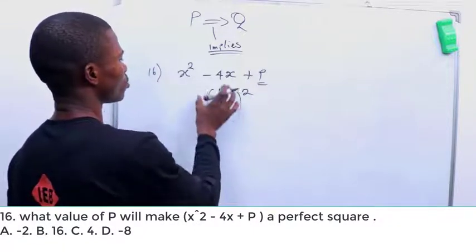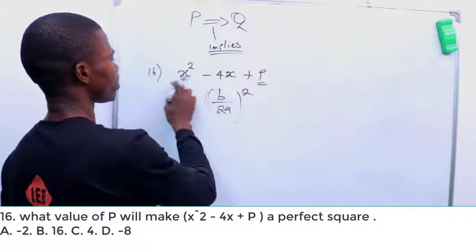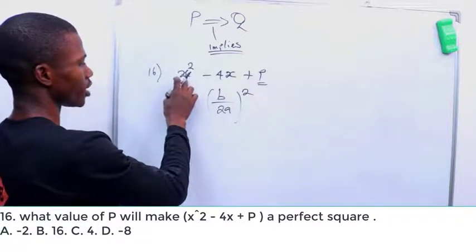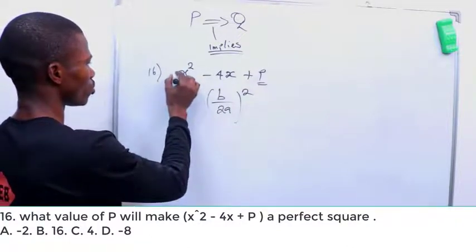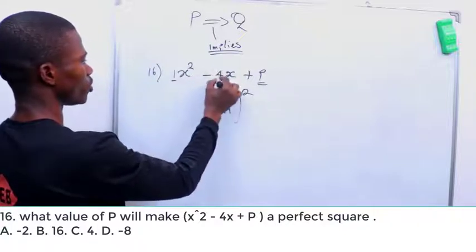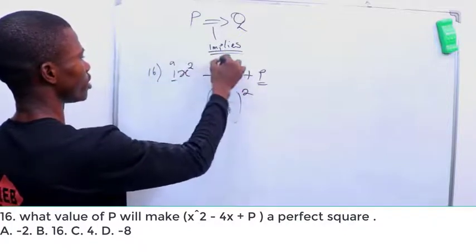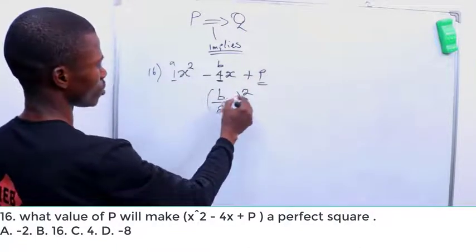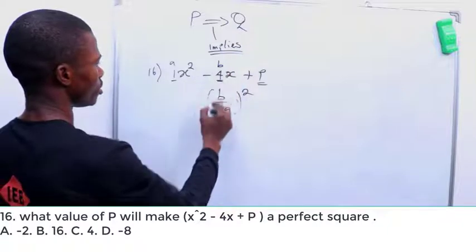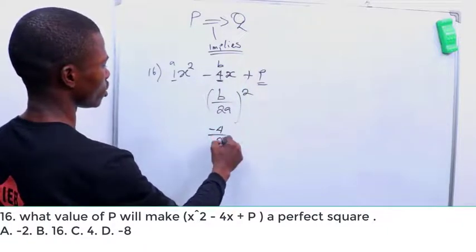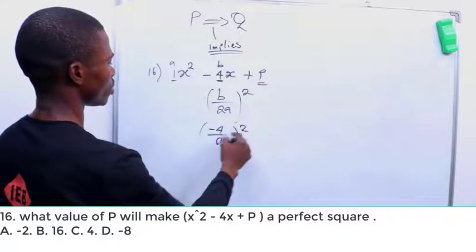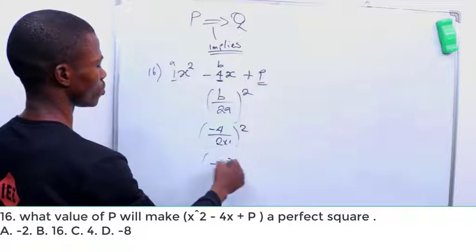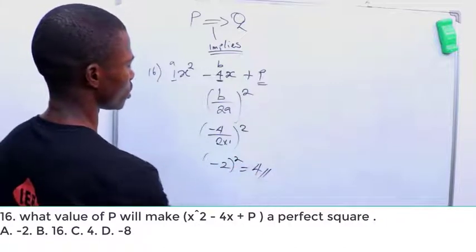Okay, so which one is our b? B is the second one, a is the first one, and it is the coefficient of x. So the coefficient of x here is 1. Here the coefficient is 1, here the coefficient is 4. That is, here is a, here is b. So substitute here. Okay, so b is minus 4 over 2 times 1, all squared. If you divide this, you get minus 2 squared, which will give us 4.